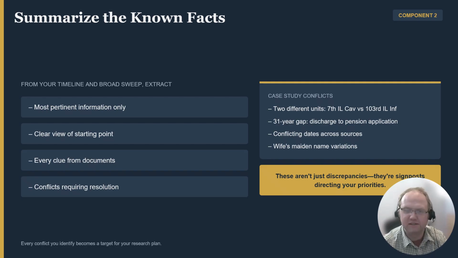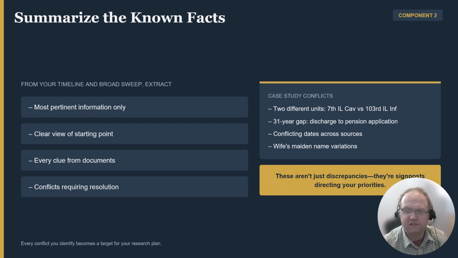So what I did is I summarized his records, which revealed conflicts. I discovered that there were two military units that showed up on records, and that there was a 31-year gap between his discharge and his pension application, and there were dates that conflicted and didn't make sense. So this is where a shift occurred.